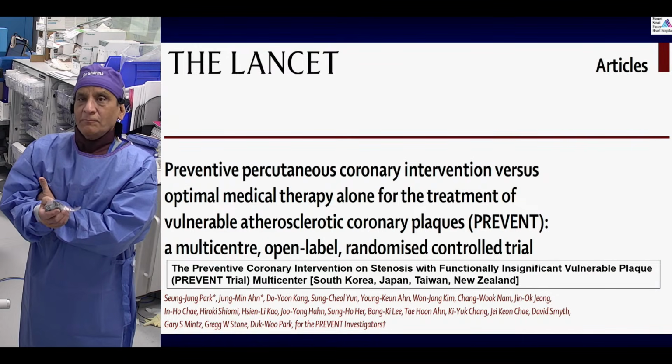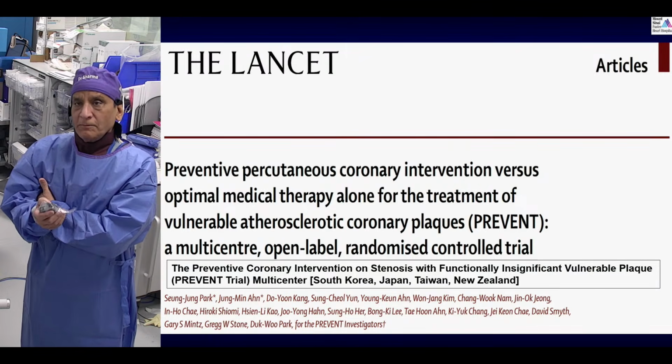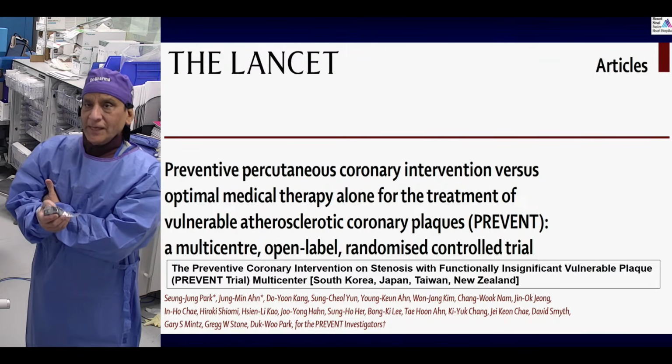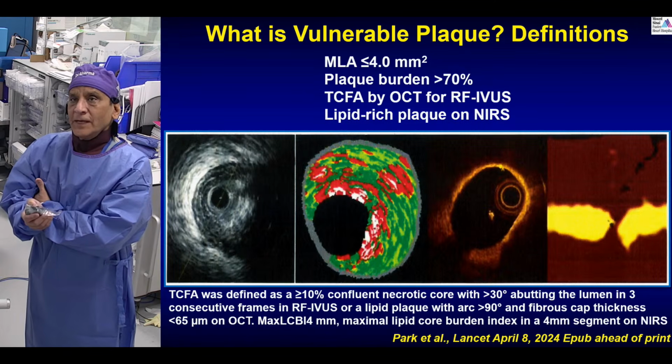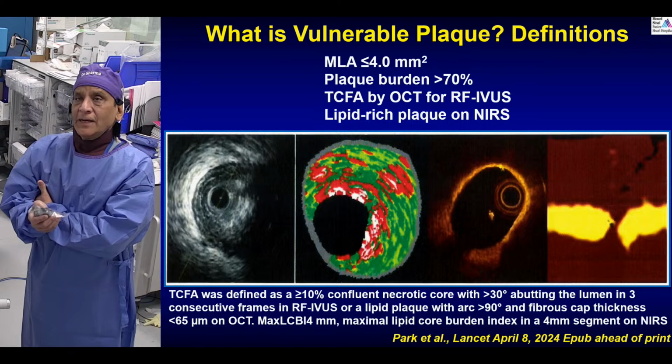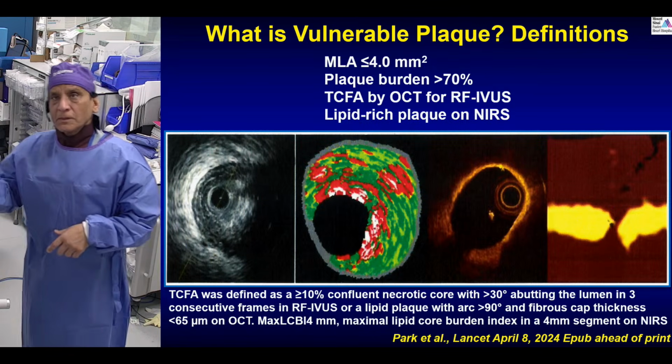Now let's go to the most important trial, I would say, of the ACC, and that is the PREVENT trial. PREVENT was an open-label trial from Korea, with the majority of patients from South Korea, some in Japan, Taiwan, and New Zealand. Basically the concept was that if you have a vulnerable plaque, and how do you define the vulnerable plaque? What is the vulnerable plaque?